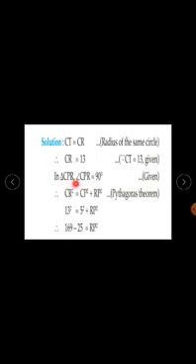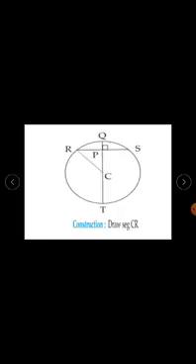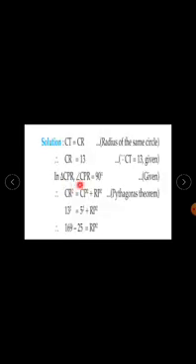In triangle CPR, angle CPR equal to 90 degrees. So you can use Pythagoras theorem. CR square equal to CP square plus RP square. But CR is 13. So CR square means 13 square equal to CP square, CP is given 5, means 5 square plus RP square.